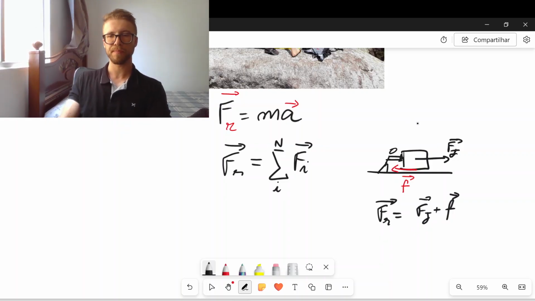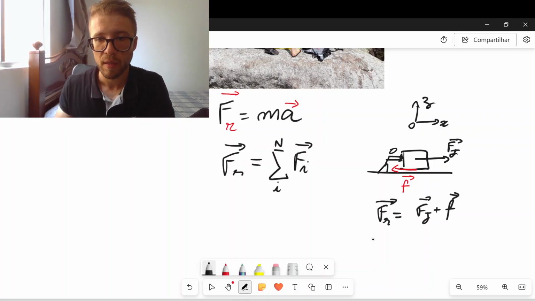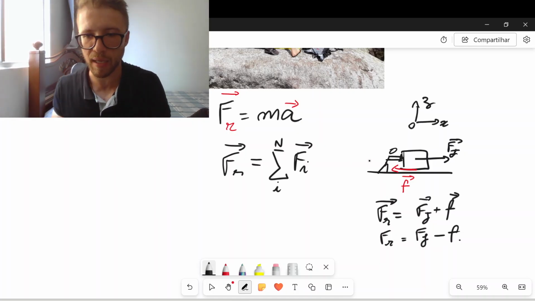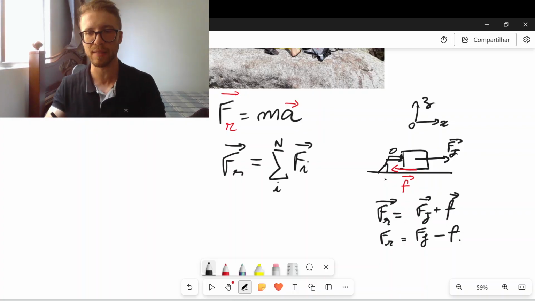If you establish a normal reference point, we will get, in the horizontal axis, F sub j minus little f. Okay, so that's the resultant force, and that's the quantity on the left hand side of Newton's second law equation for the horizontal axis.